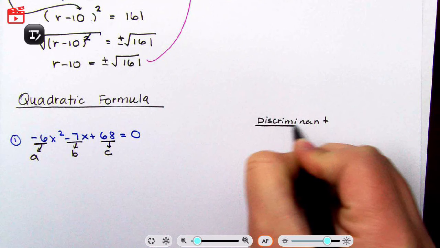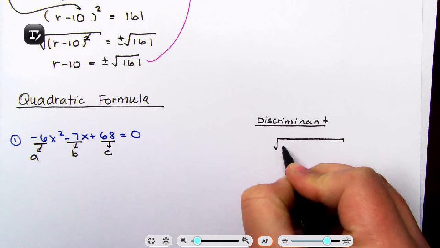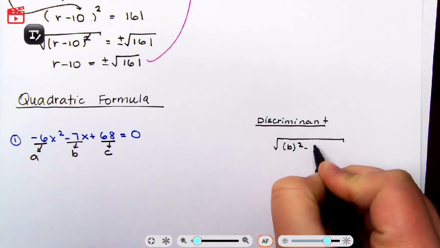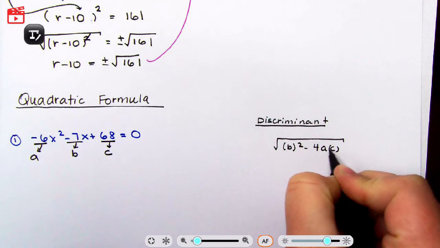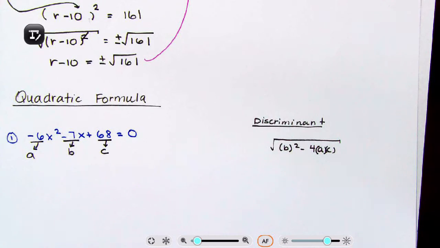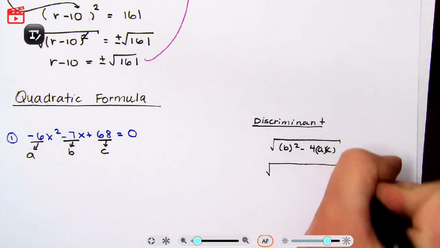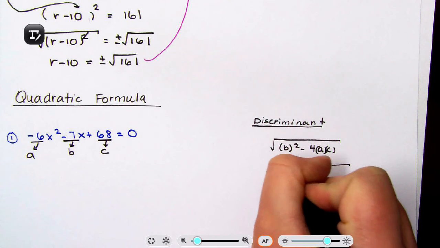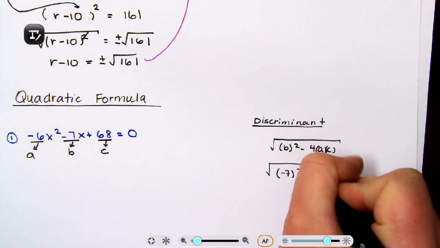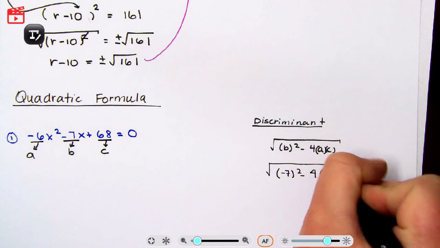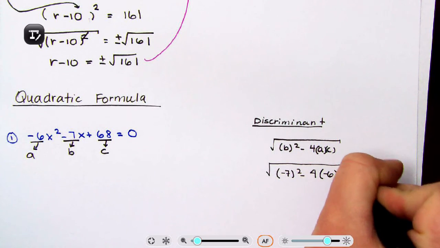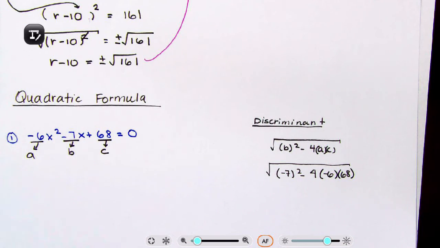And the discriminant is the square root of b squared minus 4ac. Now, where does this come from? This comes from the quadratic formula, and this is the number of solutions it gives us. So let's plug this in. b is negative 7, 4 times a, which is negative 6, and c, which is 68. Big numbers, that's okay. We get to use our calculator.